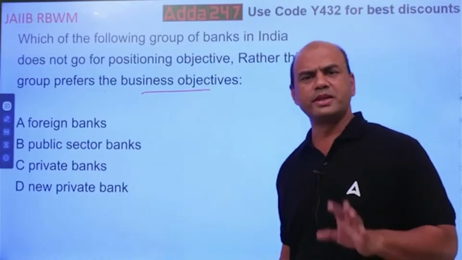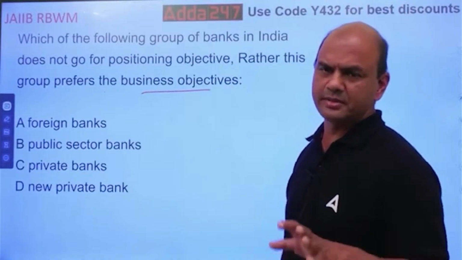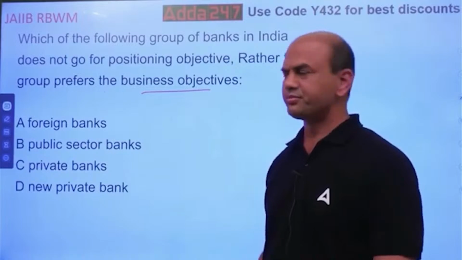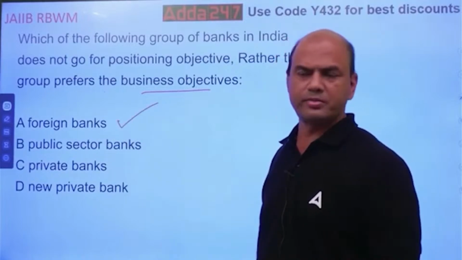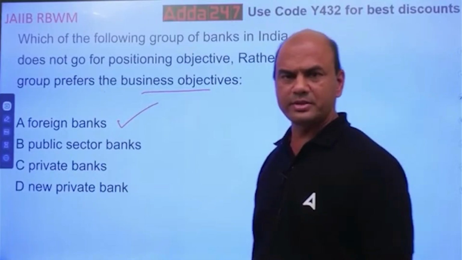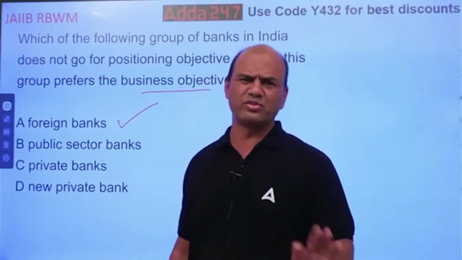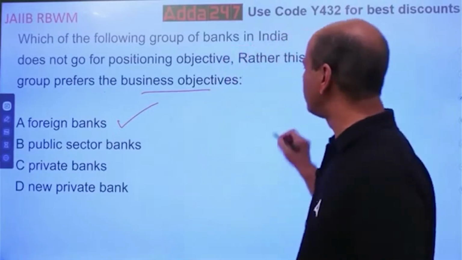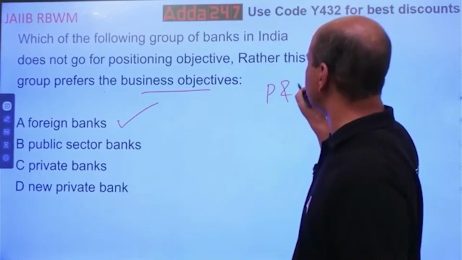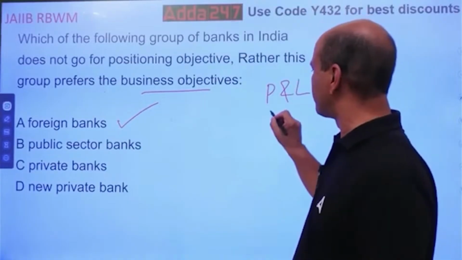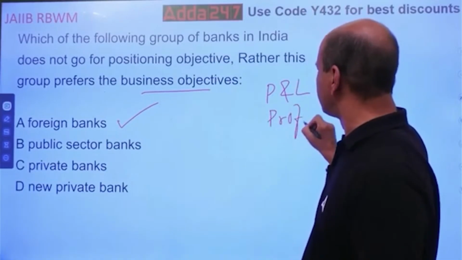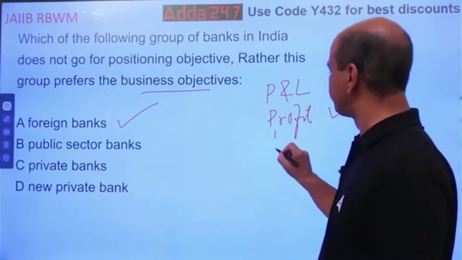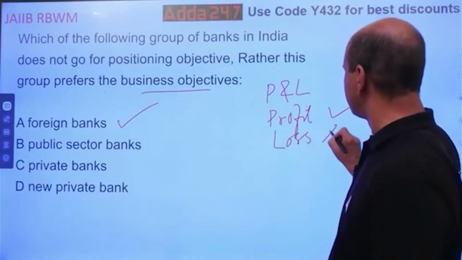Only business objective means if I am getting a good business, I am there in the business. If I am not getting a good business, I am out of the business. Foreign banks, isn't it? I gave you that example. In foreign banks, they don't want any positioning, nothing. They are clear. Just check my P&L, profit and loss account. If it's profit, then yes. If it's loss, out.